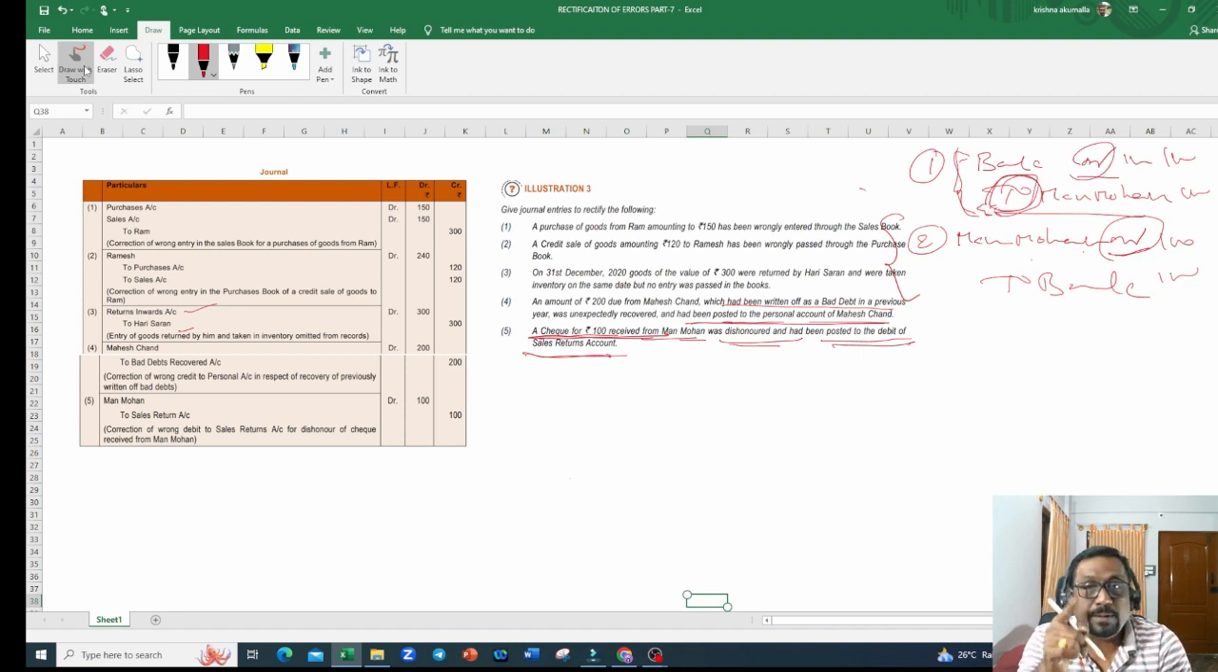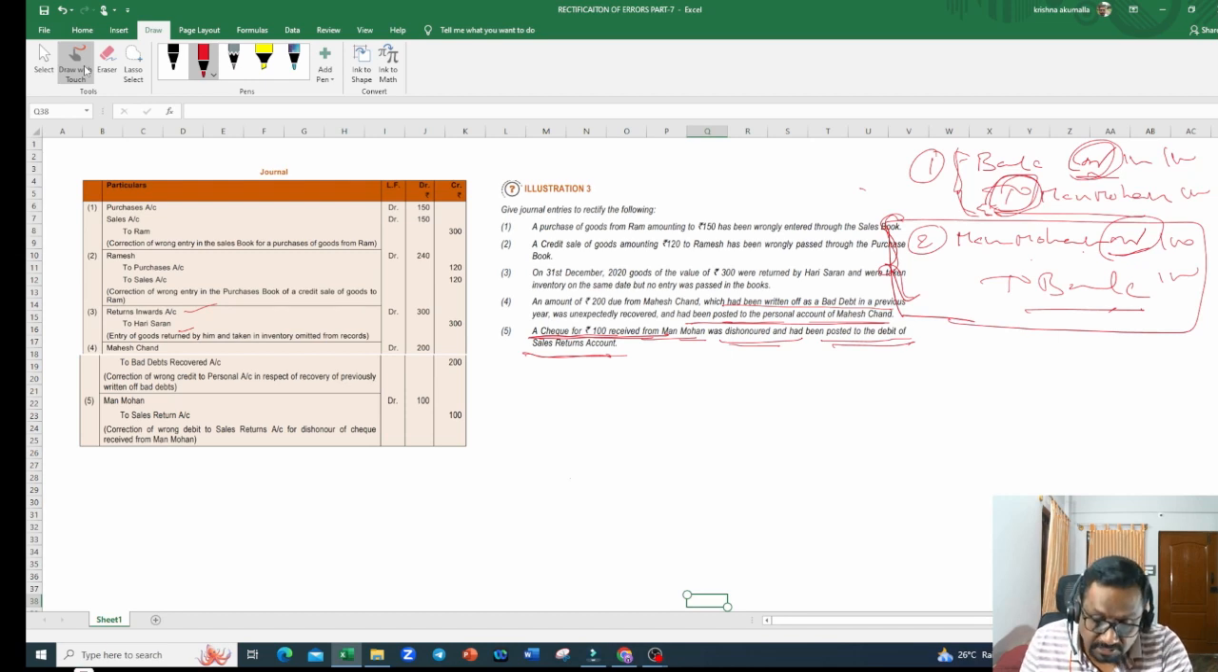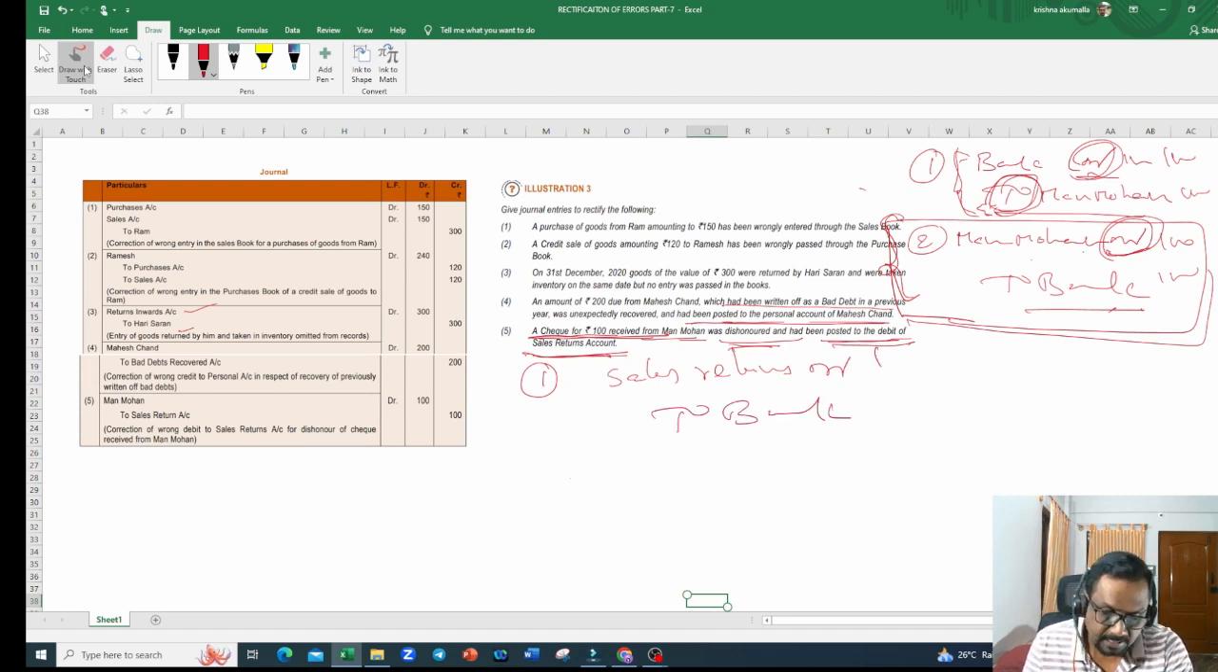And bank account we debited as if the funds are available in the bank. Now funds are not available. Check got dishonored, so we should not have a debit balance. We need to rectify this, so we would credit bank. This entry would have been posted when the check got dishonored. But what did they do? They posted to the debit of sales returns account. So instead of debiting Manmohan account, they debited sales returns account. Sales returns account debit to bank account, they have written 100.